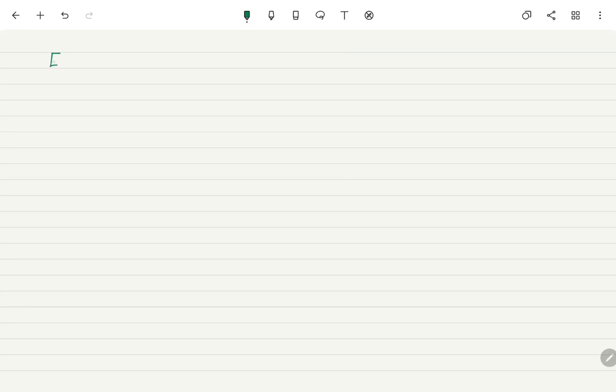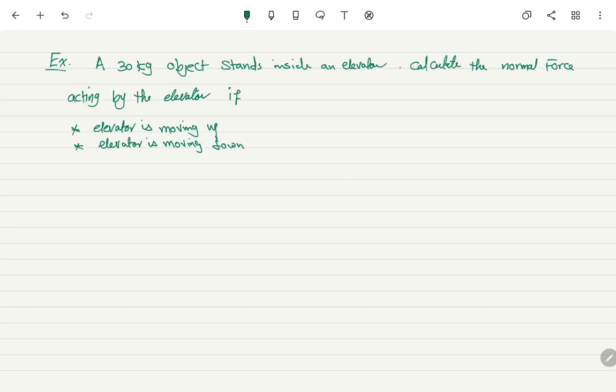Example: a 30-kilogram object stands inside an elevator. Calculate the normal force exerted by the elevator if the elevator is moving up and if the elevator is moving down. So let's consider the first case. The elevator is going up. This is the first one here.